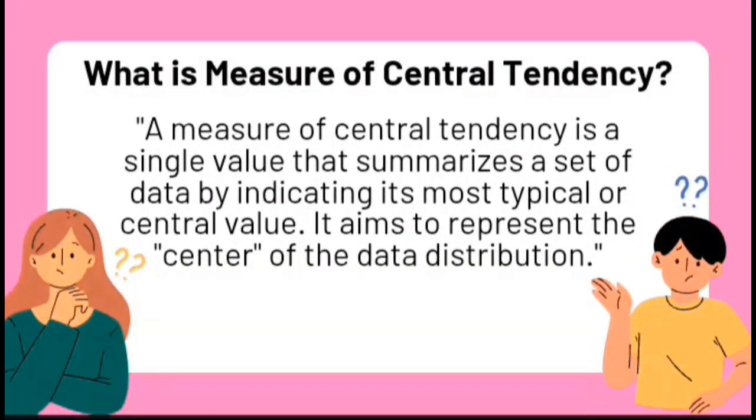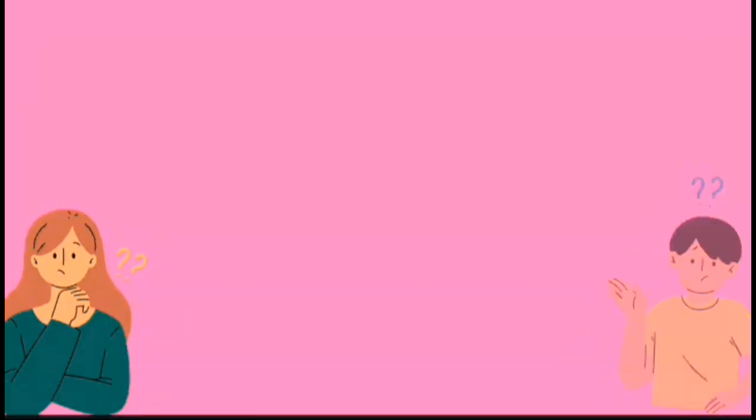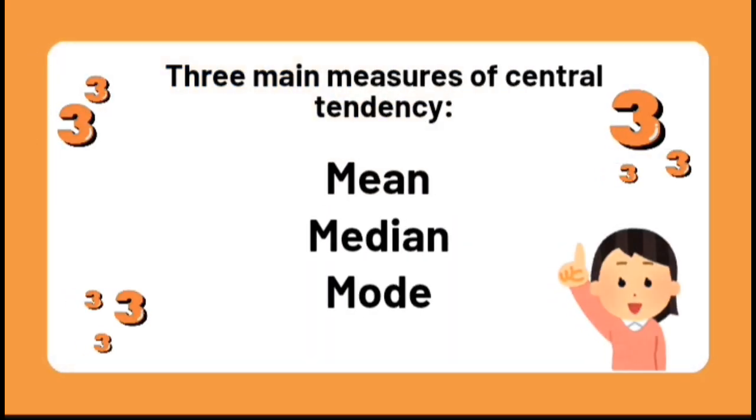Now, let's discuss what a measure of central tendency is. A measure of central tendency is a single value that summarizes a set of data by identifying its most typical or central value. It aims to represent the center of the data distribution. There are three main measures of central tendency: the mean, the median, and the mode.